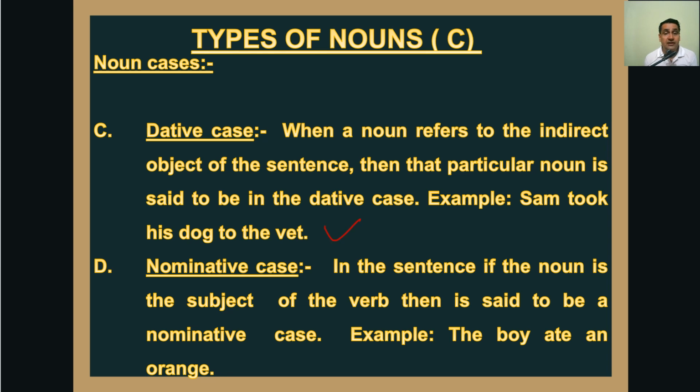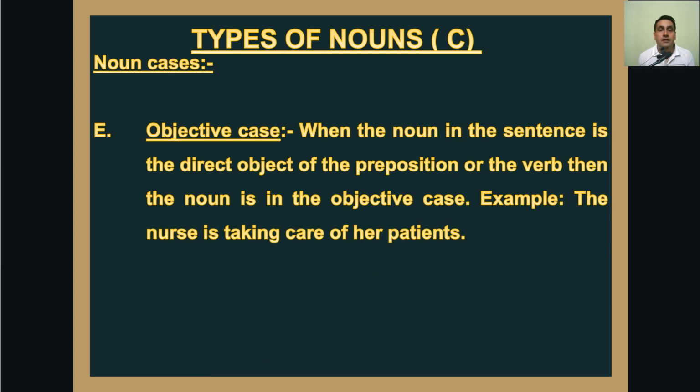Then we have nominative case. In the sentence, if the noun is the subject of the verb, then it's said to be a nominative case. For example, the boy ate an orange. Then comes the objective case. When the noun in the sentence is the direct object of the preposition or the verb, then the noun is in the objective case. And the example of this will be, the nurse is taking care of her patients.